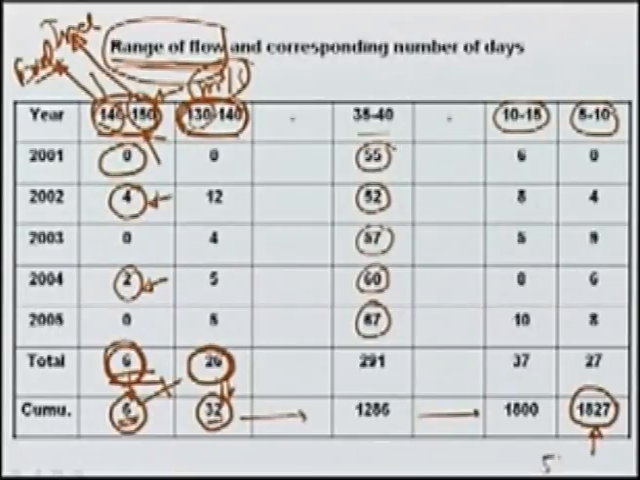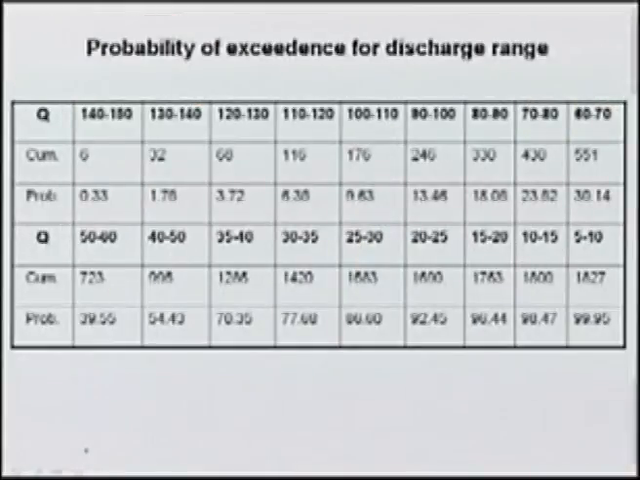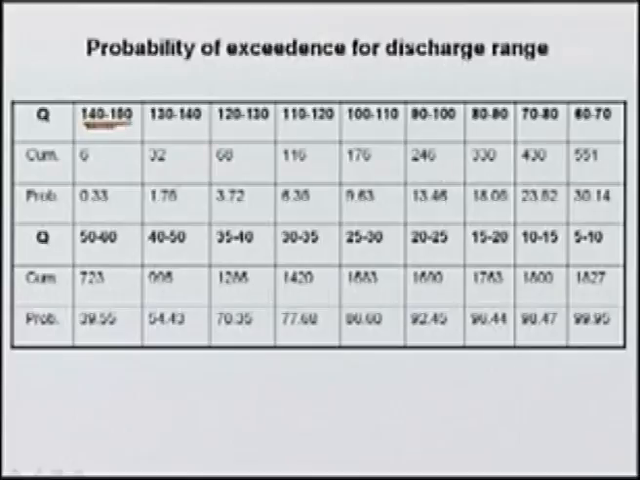So, 5 into 365, actually it should be 1826. So, this represents the total cumulative number of days for which discharge is exceeded. And now, we can do a frequency analysis to analyze the probability of exceedance. For example, we write Q as we have done in the previous slide, and then we write the cumulative. Again, this is from the previous slides.